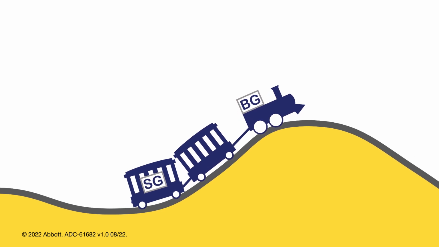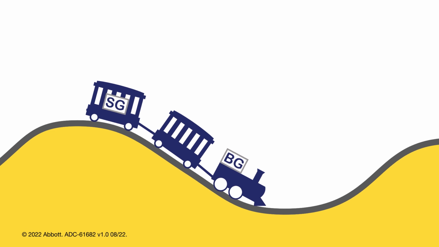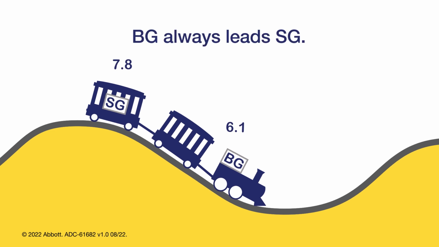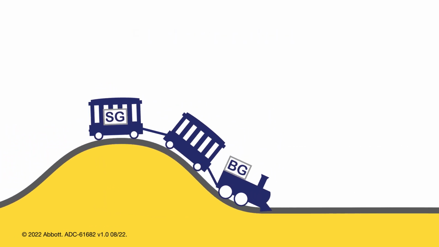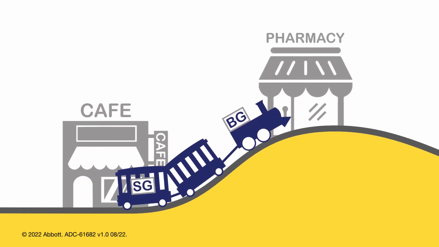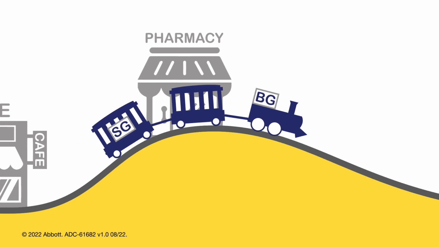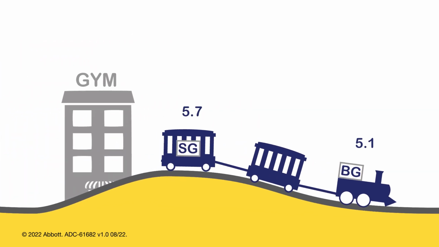Now, as the train heads down the hill, or glucose is decreasing or trending down, once again, the blood glucose leads in the front car. So, as you can see, whether glucose levels are trending up or trending down, blood glucose leads sensor glucose. There will be a bigger difference in blood glucose and sensor glucose readings on the bigger hills, or when glucose is changing more rapidly, after food, after insulin, and after exercise.